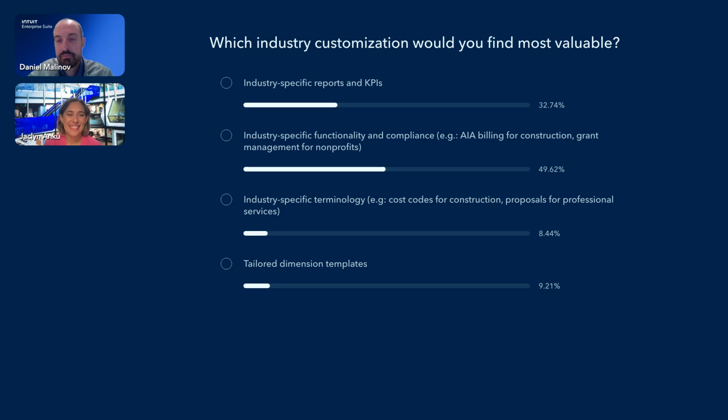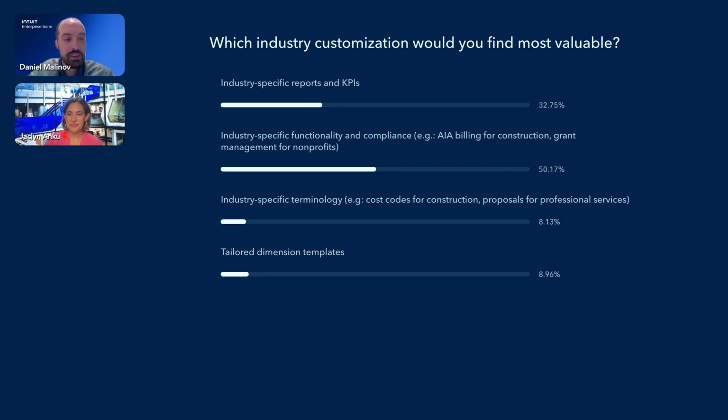Not surprised, but industry-specific KPIs are a close second, so also good. I see votes are still coming in, so I will give another couple seconds. We're almost at 50% for the functionality compliance, so that's good to know. And not surprising either.